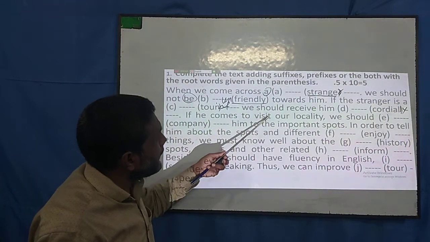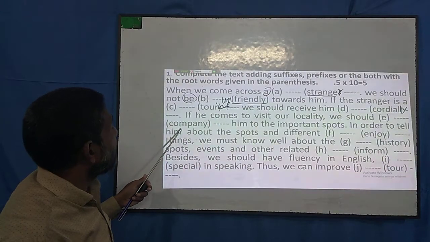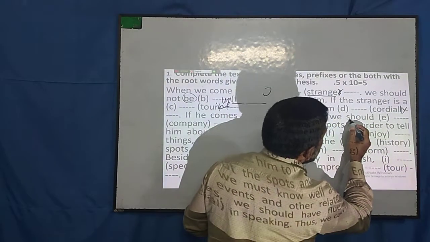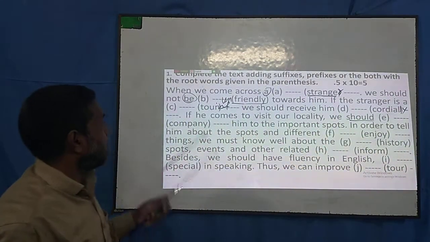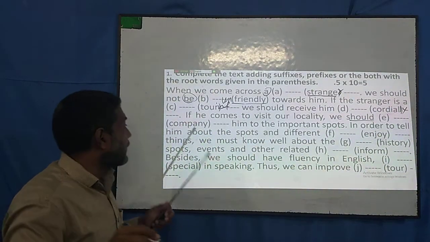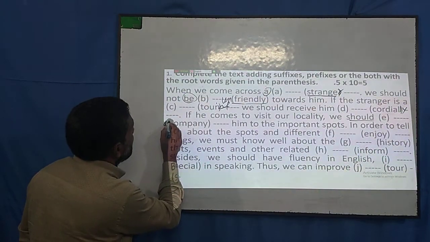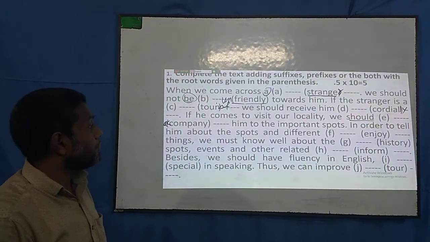If he comes to visit our locality, we should accompany. You know this is a modal auxiliary. So after the modal auxiliary we have a verb. I must use a verb. So company, what will be the verb? Accompany. So these are the techniques.